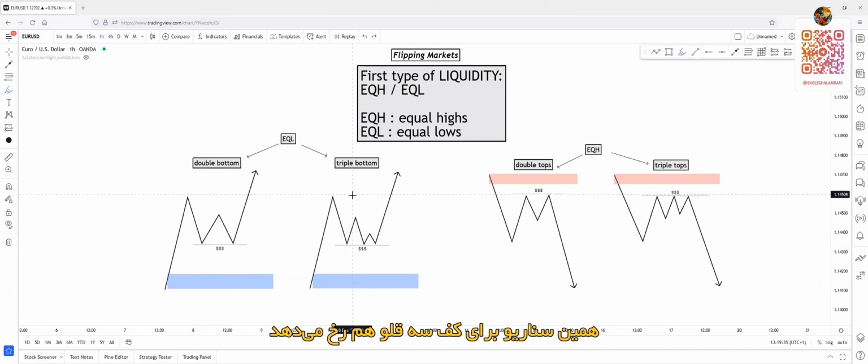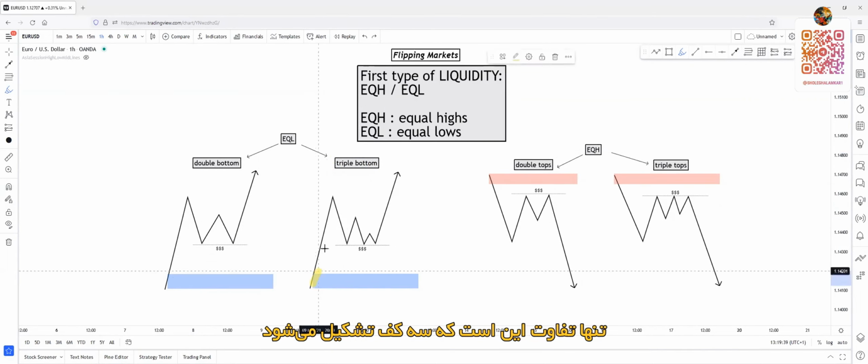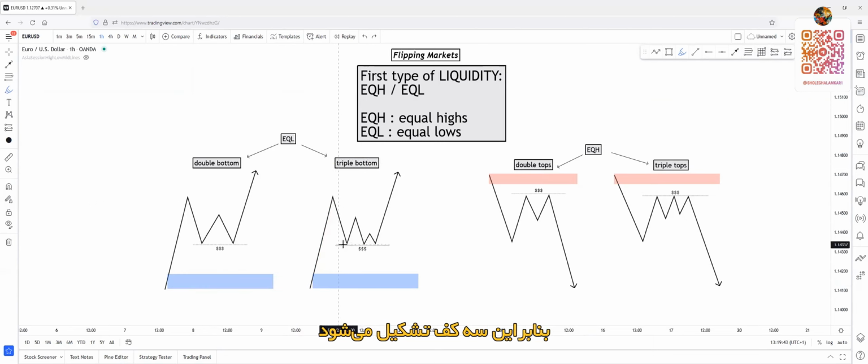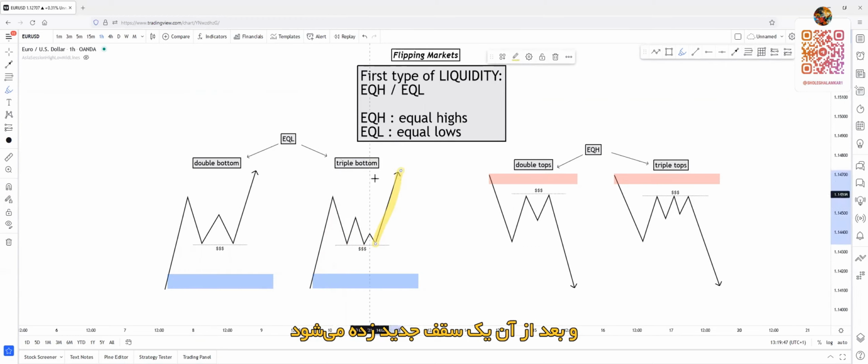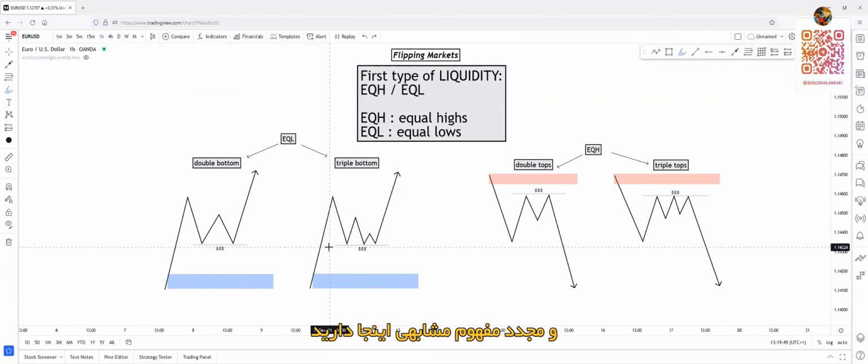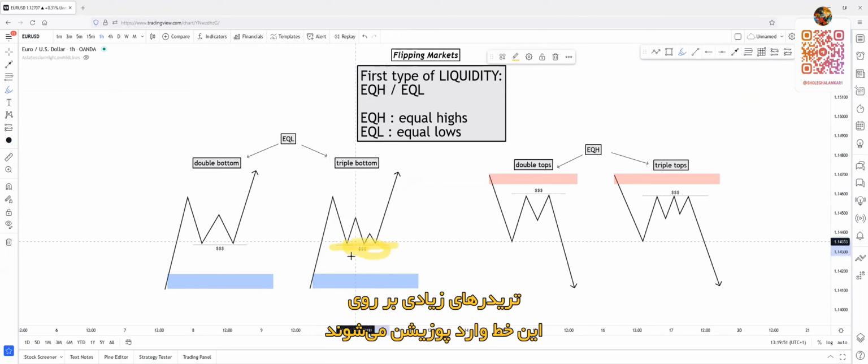Okay, the same scenario happens with the triple bottoms. The difference is only that price creates triple bottoms, of course. So it created the first, second, and third bottom. After that it created a new high, but you have the same concept. Retail traders opened on this line. So a lot of positions opened on this line.